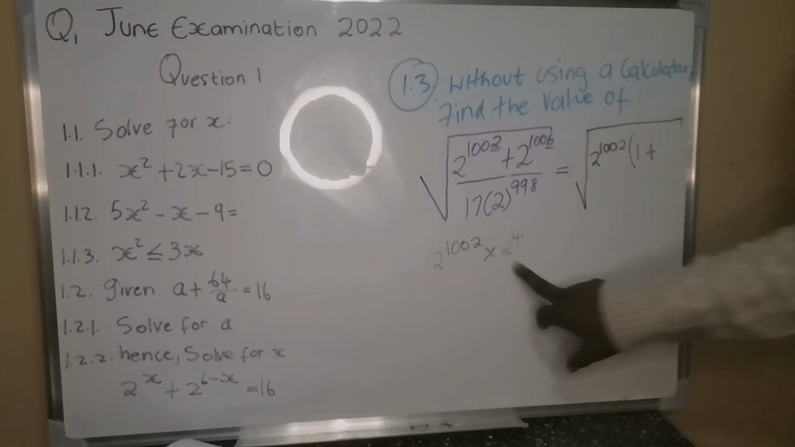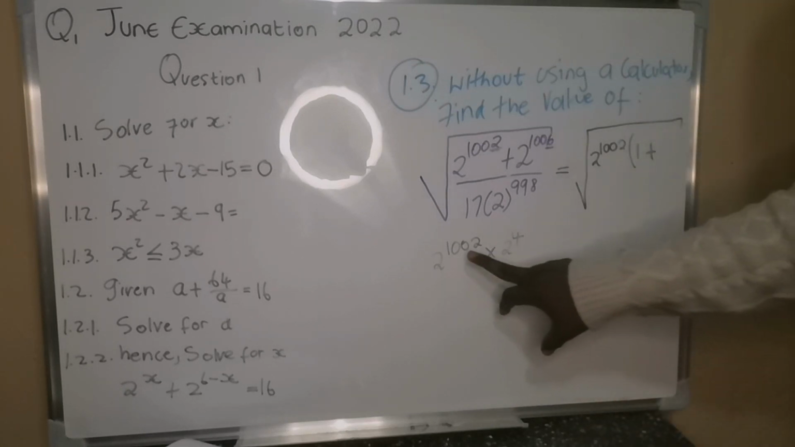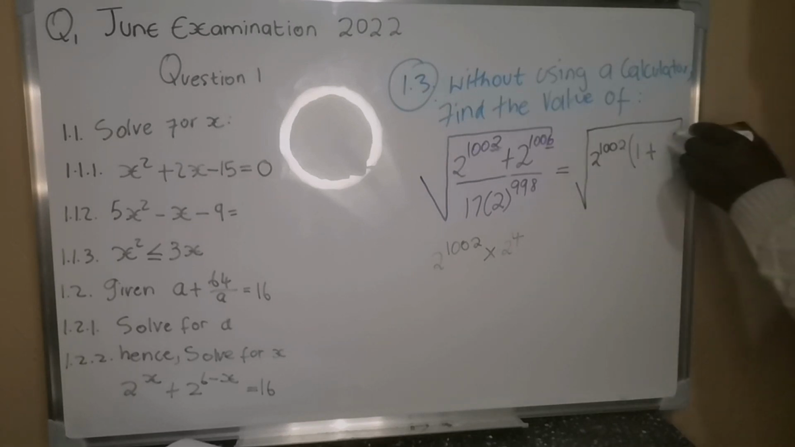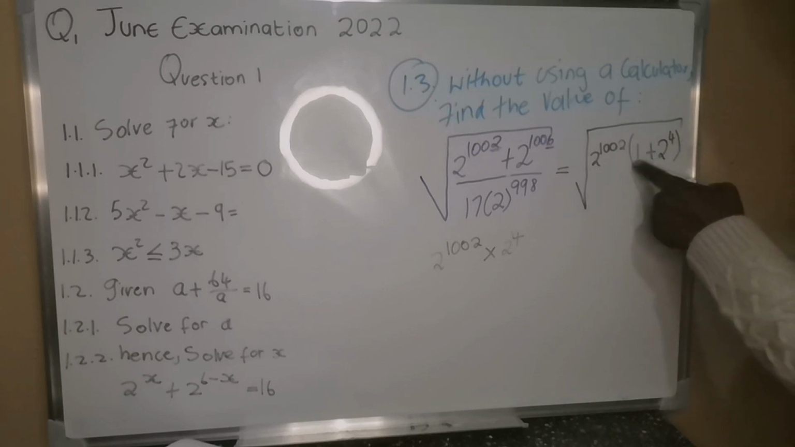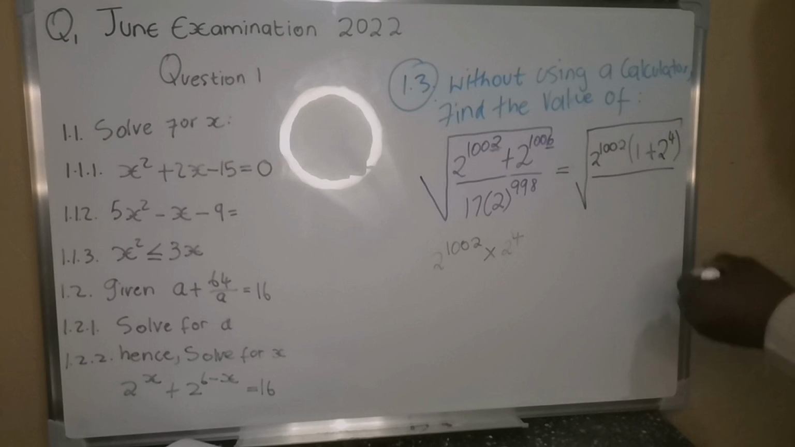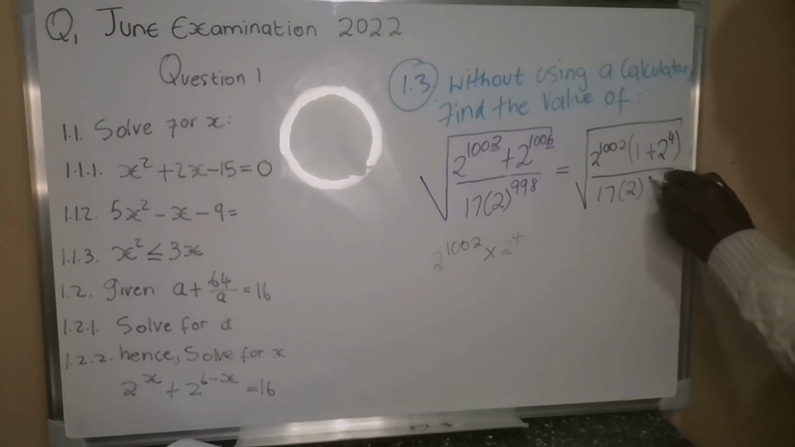Whenever the bases are the same, you add exponents. You just put 1002 plus 4 is 1006. That means my common term here is 2 to the power 4. All divided by this thing on the bottom. I just put it like that for now. I'll come back to it.